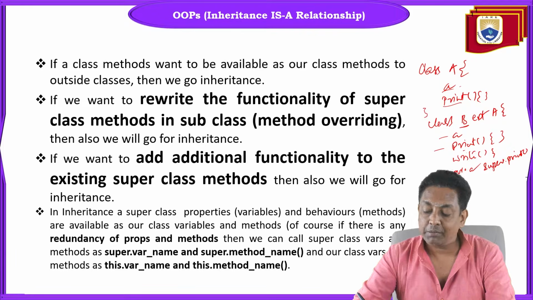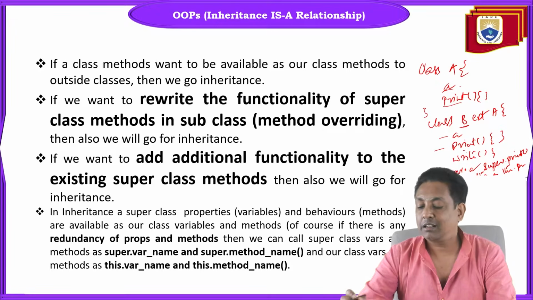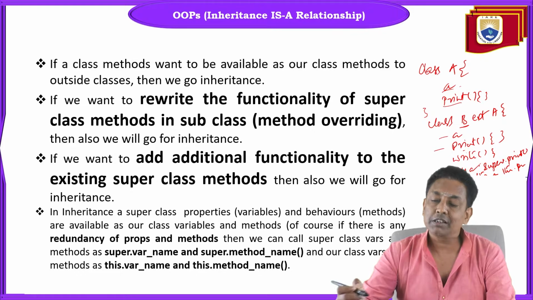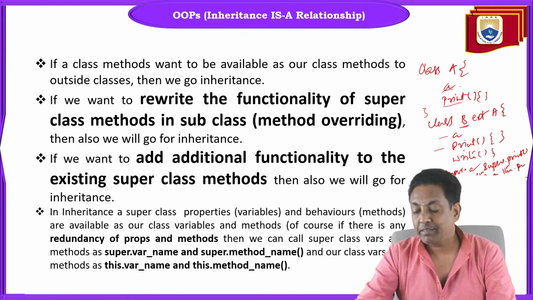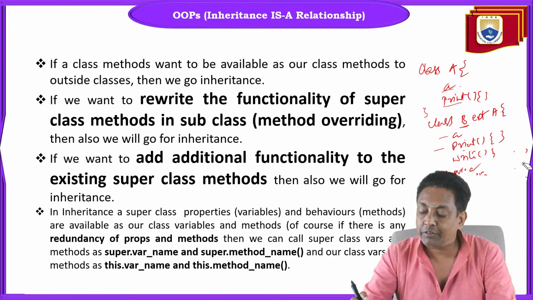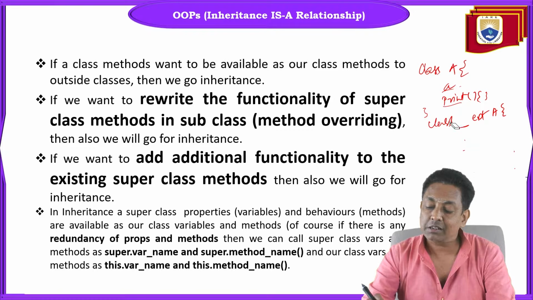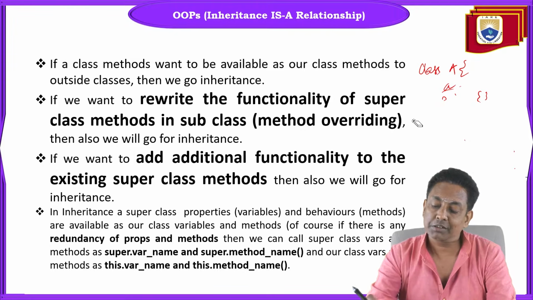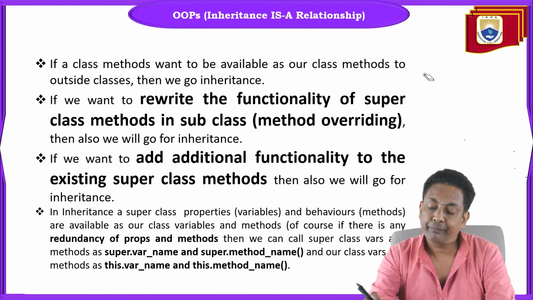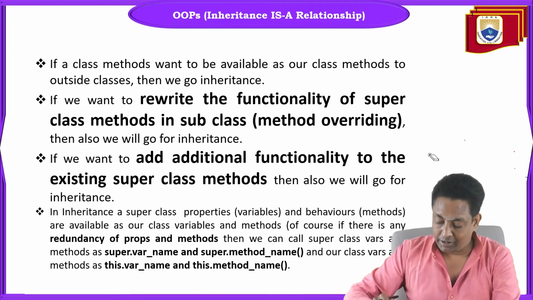Suppose from the write method, if you want to call the same class variable and method, you write this.a and this.print. This is used to access current instance variables and methods. Super is used to access superclass instance variables and methods. So with the help of this and super, we can differentiate whether we want to access same class methods or superclass methods. That is one facility available in inheritance.